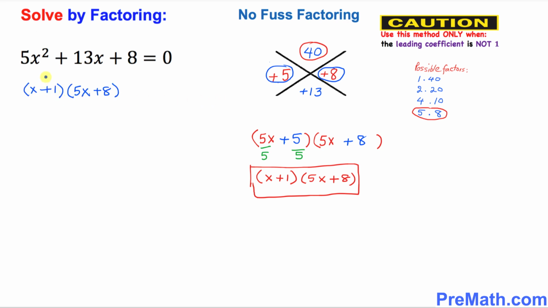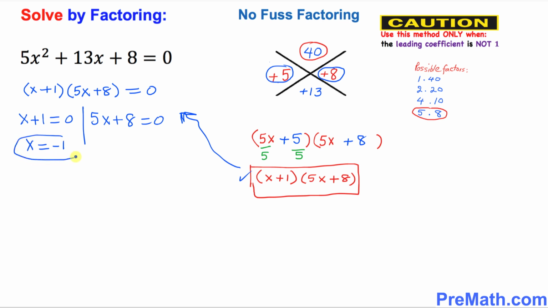So now in the next step, I want you to write down whatever you got as your factors. I want you to just put it down right up here. That's what I put down: x plus 1 in parentheses times 5x plus 8, and set it equal to 0. So that means now, since we have two factors equal to 0, I can separate them. I can split them up. I can say x plus 1 equal to 0 and then 5x plus 8 equal to 0. So that means x equal to negative 1 is one of our solutions.